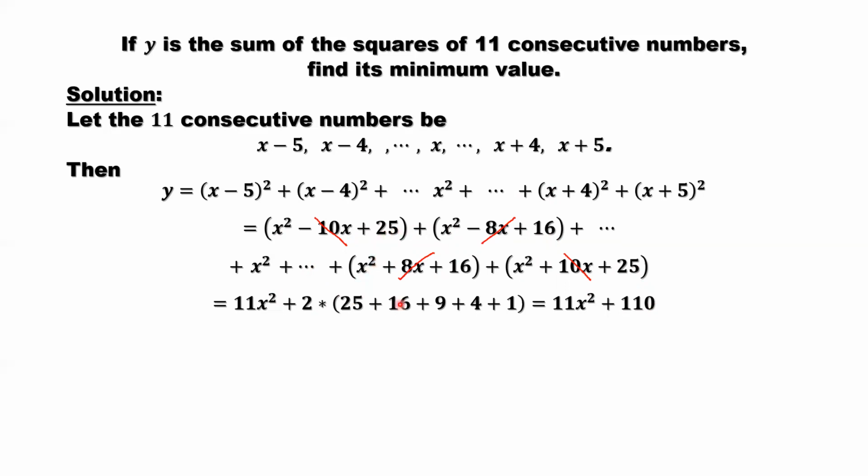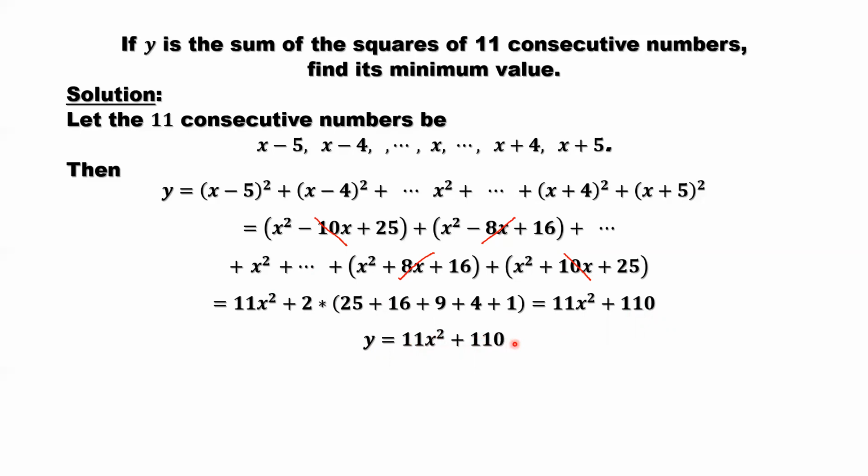So that's 5 squared, 4 squared. Then you should have 3 squared, that's 9, 2 squared, that's 1 squared. Plus 1 minus 1, right? 1 squared. So here, add them together, times 2 equals 110. So what does this mean? Simplify y into this simple form, 11x squared plus 110.